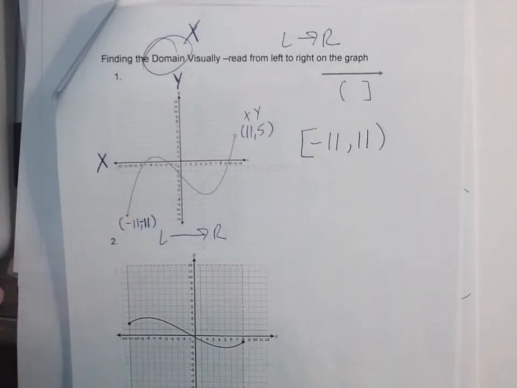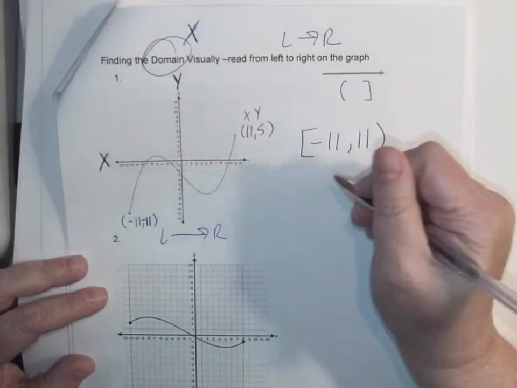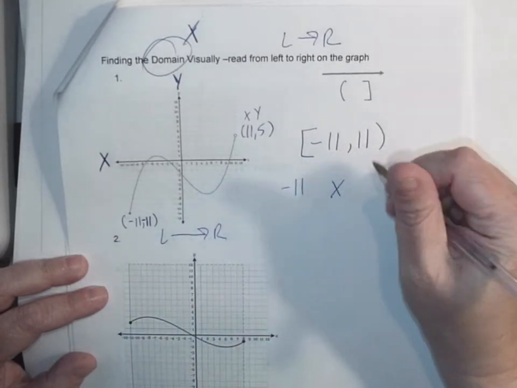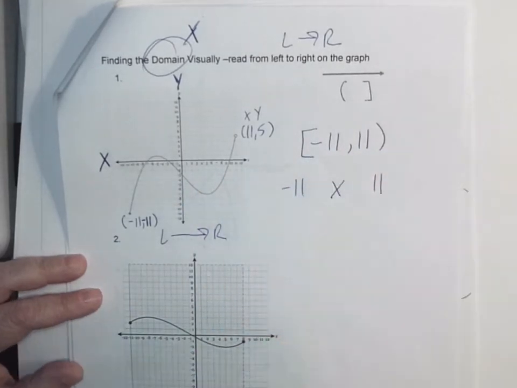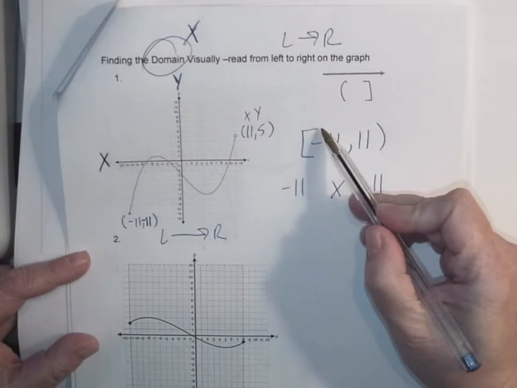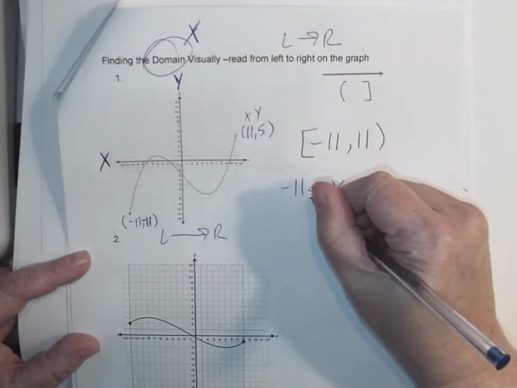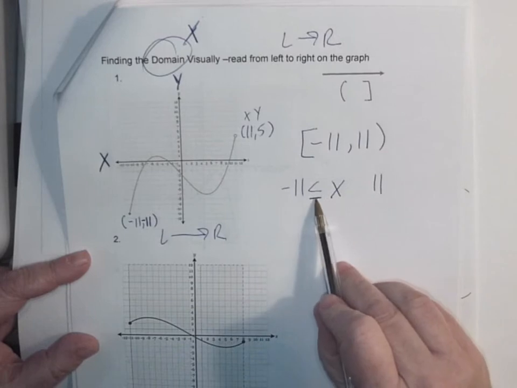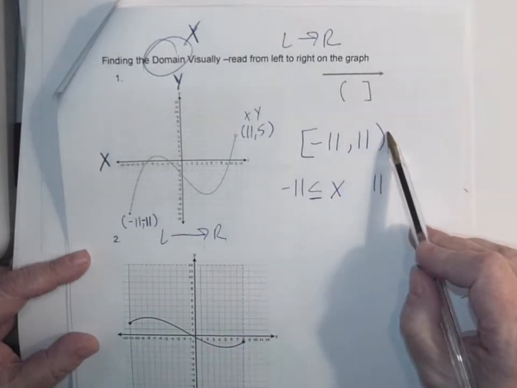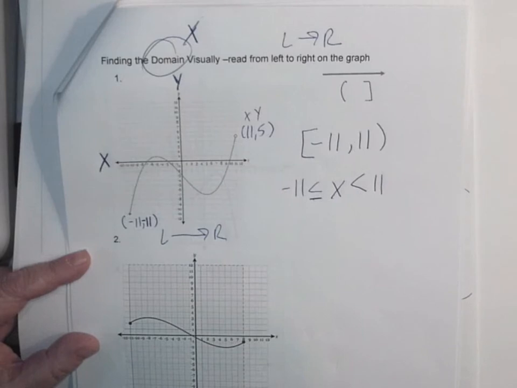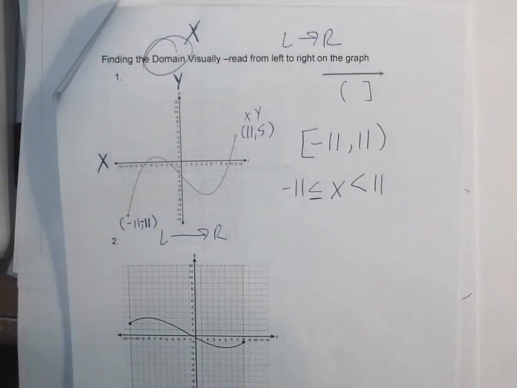Now I want to write the other way that I could write it, which is where the x is in the middle and those values are a negative 11 and 11. So what kind of signs go in between there? Because this means that it includes it, I'm going to write less than or equal to. This is an open one, so I'm just going to write less than. And that's how else I could express that.